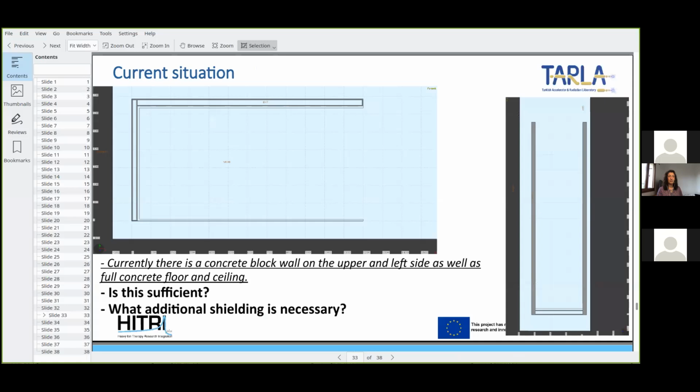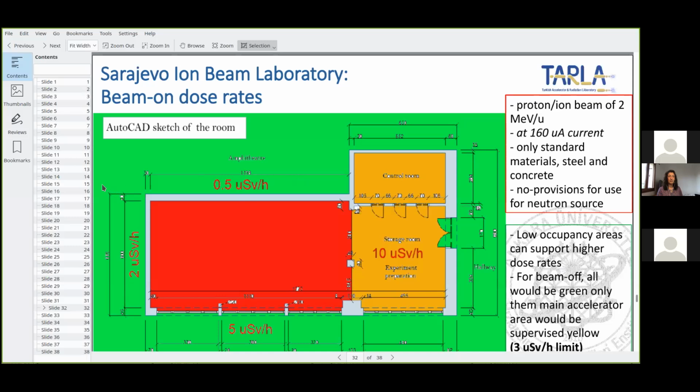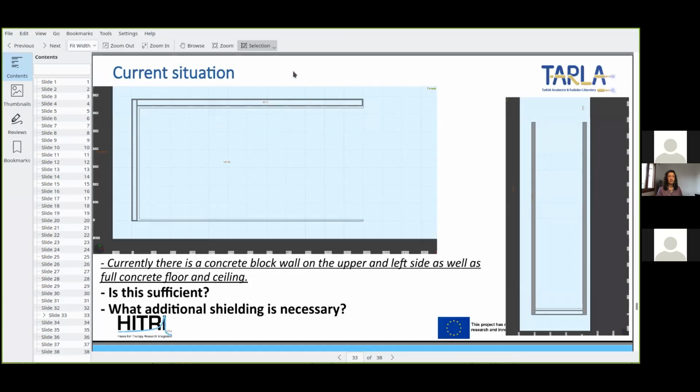Okay, so this is then just the design. These walls here, even though they are full on this drawing, are actually not full. They are made out of concrete blocks, which are hollow in the middle, so you have a little concrete with some air in between. And then the question is, what is the situation? If I put a proton beam onto some target, what do I get here? Would this be sufficient? Do I need additional shielding? Or is this room usable at all?